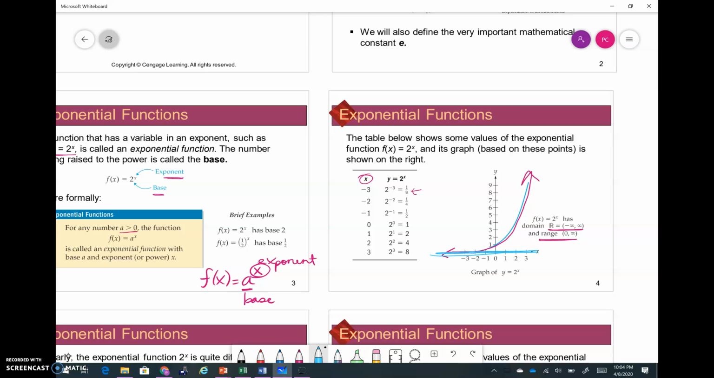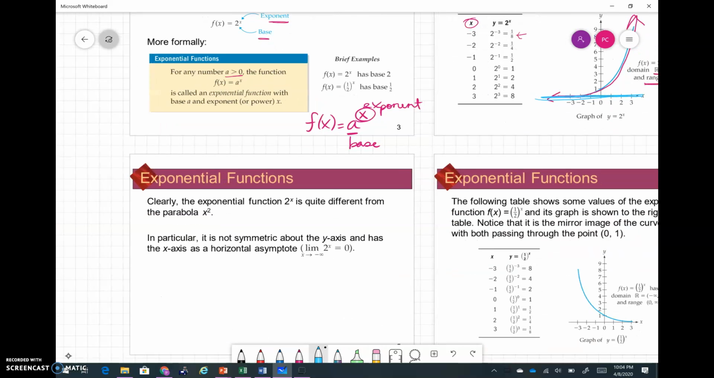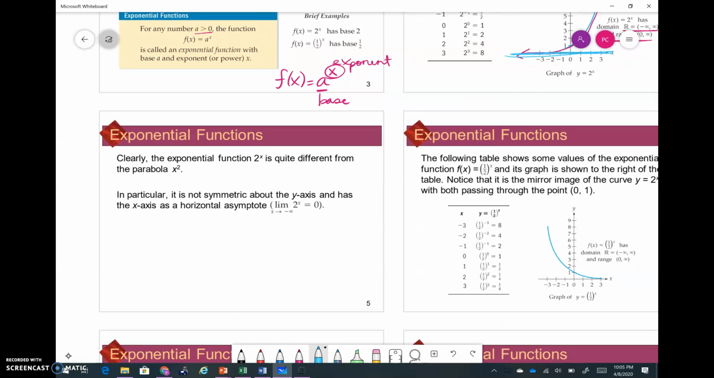Again, we're increasing. As our x values get larger, so do our y values, so it's an increasing function. Now clearly, the exponential function 2 to the x is quite different from the parabola x squared. So you don't want to get those two mixed up. They're very different.